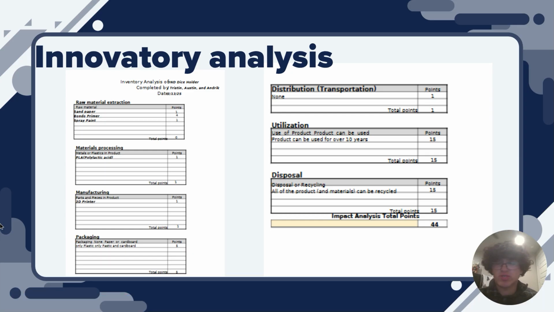Inventory analysis. This is just all materials that we used or could have used. As you can see, for raw materials, we had sandpaper, primer, and paint. That's really just for construction of it. So if we wanted to turn it purple as they asked, we would paint it, use primer, sandpaper, all of that. Material process, as we said, they wanted something that was 3D printable, so we used PLA. And as I said, we're going to discuss that later. Manufacturing, 3D printer, obviously. Packaging, we would only be using plastic and cardboard.